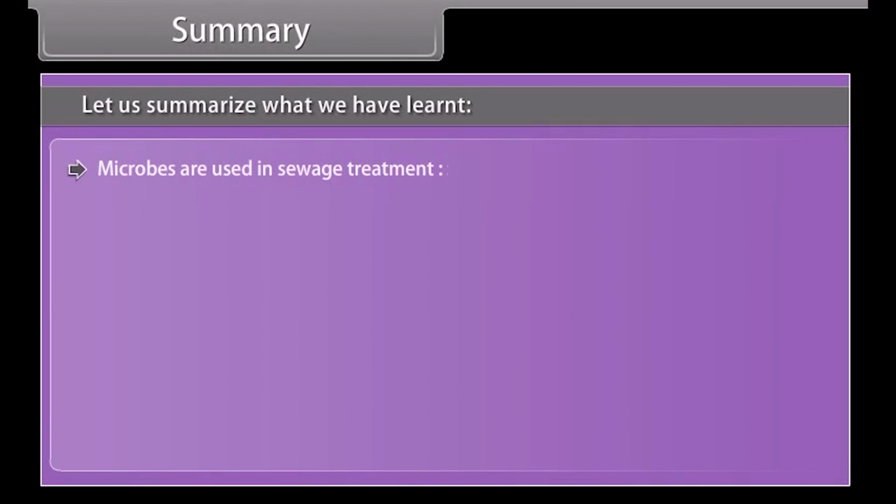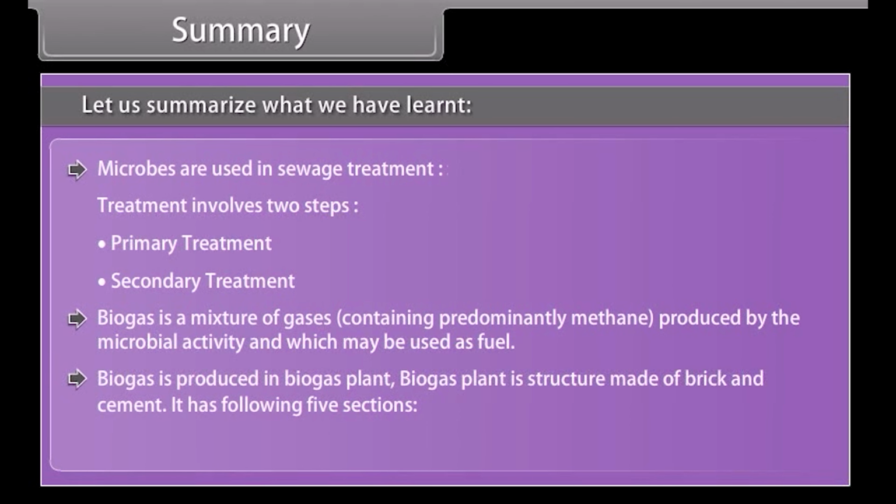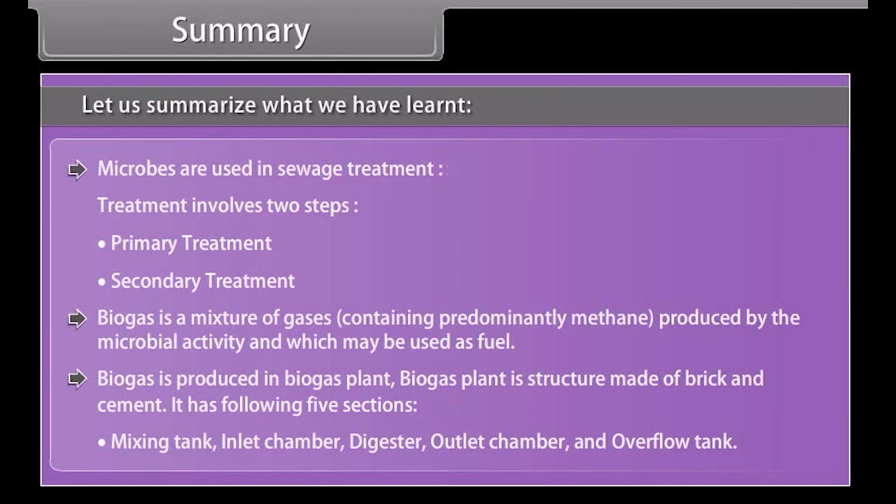Microbes are used in sewage treatment. Treatment involves two steps. Number 1, primary treatment. Number 2, secondary treatment. Biogas is a mixture of gases containing predominantly methane produced by the microbial activity and which may be used as fuel. Biogas is produced in biogas plant. Biogas plant is structure made of brick and cement. It has following 5 sections: mixing tank, inlet chamber, digester, outlet chamber, and overflow tank.